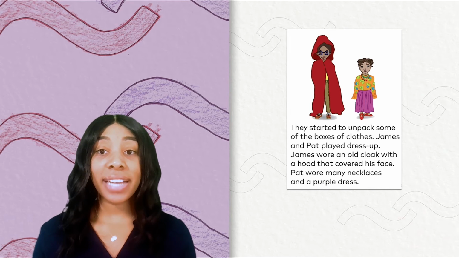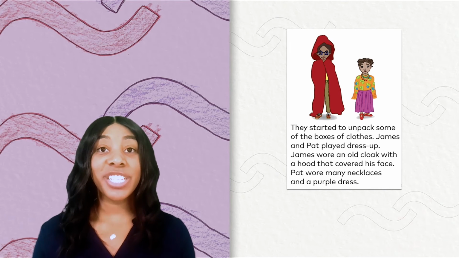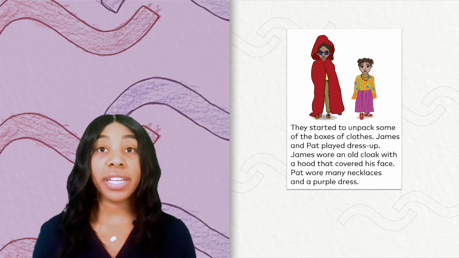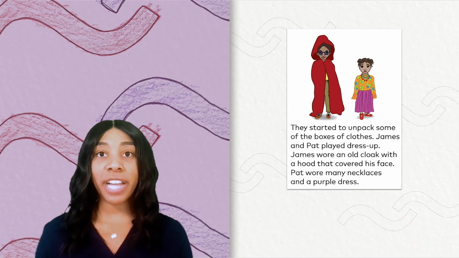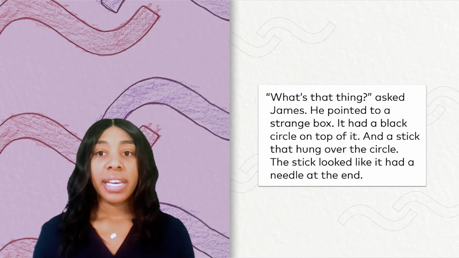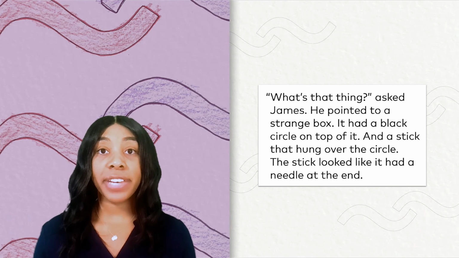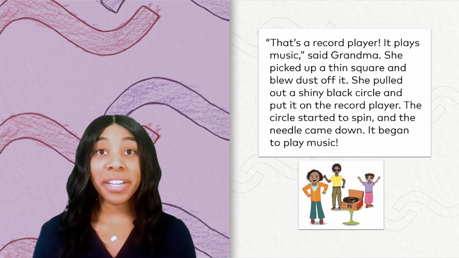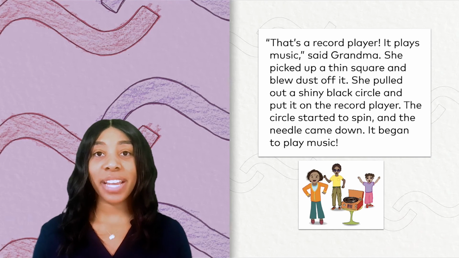They started to unpack some of the boxes of clothes. James and Pat played dress up. James wore an old cloak with a hood that covered his face. Pat wore many necklaces and a purple dress. What's that thing? Asked James. He pointed to a strange box. It had a black circle on top of it and a stick that hung over the circle. The stick looked like it had a needle at the end. That's a record player. It plays music, said Grandma.